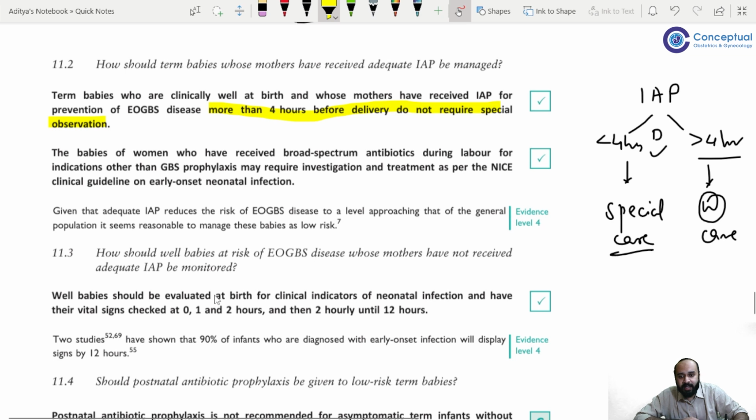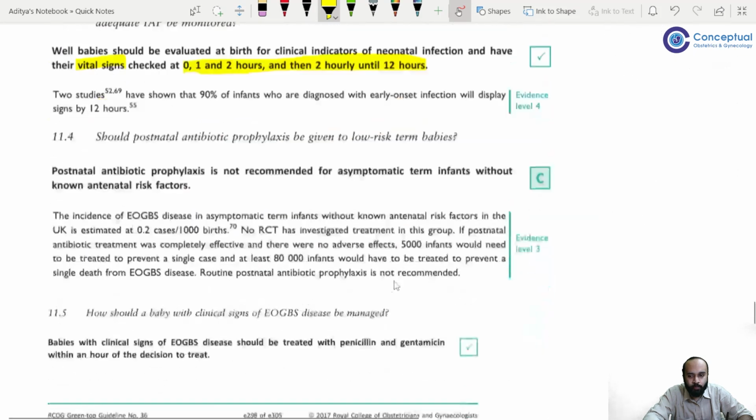That special care that has been mentioned over here is that you have to monitor the baby at birth, at 1 hour, and at 2 hourly intervals until 12 hours, possibly in an ICU setup. The vitals have to be checked consistently, preferably keep the baby in an ICU.